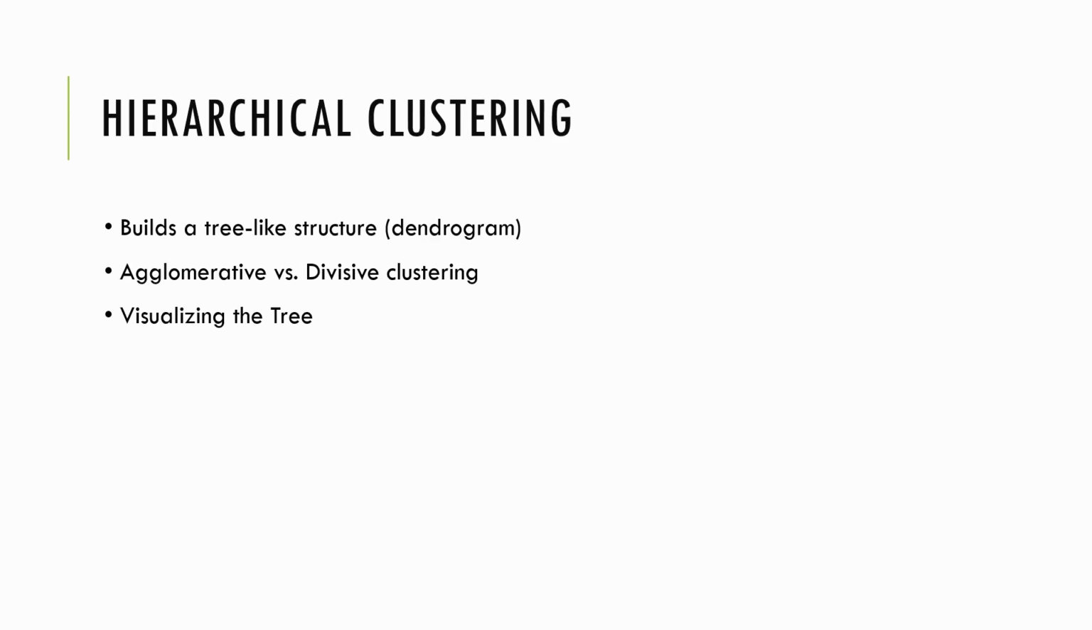Next, let's talk about hierarchical clustering. Unlike k-means, which divides data into a fixed number of clusters, hierarchical clustering builds a tree-like structure called a dendrogram. This tree shows how clusters are nested within each other, which can be useful for understanding relationships between data points at multiple levels of granularity.